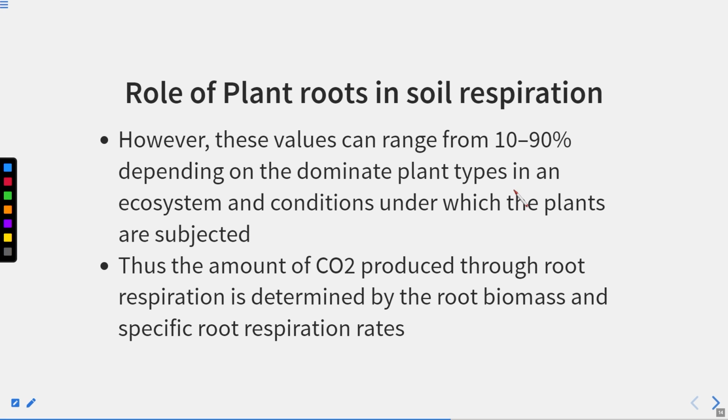However, these values can range from 10 to 90% depending upon the dominant plant type in an ecosystem and the conditions under which the plants are subjected. Thus, the amount of carbon dioxide produced through root respiration is determined by the root biomass and the specific root respiration rate. Means what is the biomass of the particular root? If the root biomass is very large, then it will have high root respiration, right?